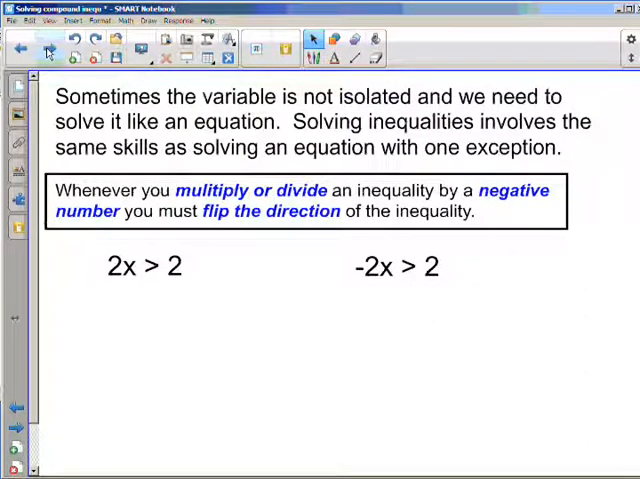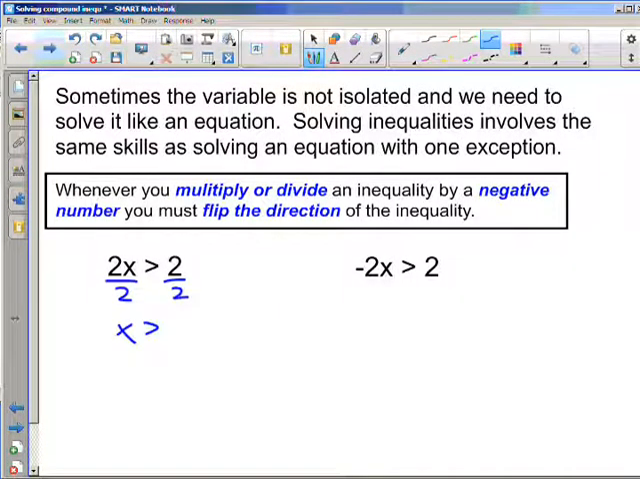Sometimes a variable is not isolated and we need to solve it like an equation. Solving an inequality involves the same skills as solving an equation with one exception. Whenever you multiply or divide an inequality by a negative number, you must flip the direction of the inequality. The way that shows itself is this one does not have a negative, but we do have to get the x by itself. So we get x is greater than 2 divided by 2, which is 1.